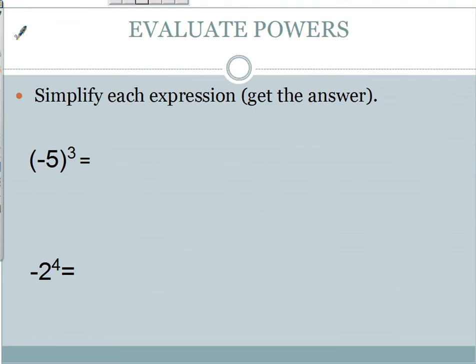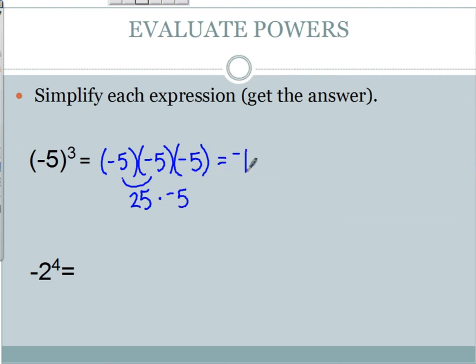Let's do a few examples here of simplifying each expression. -5 to the third power, so we're going to take -5. I like to actually write them out because then I don't accidentally do 5 times 3, right? Or -5 times 3. This way I know that I'm going to get my -5 times -5 is positive 25. I'm going to multiply that by -5, excuse me, and we get -125. Notice that we raised a negative number to an odd power there. That's going to come up again later.